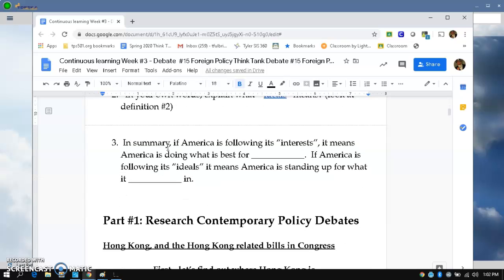And then ideals, think about your ideal spouse or your ideal house. You summarize that by filling this out. In summary, if America is following its interests, it means America is doing what's best for blank. Then if America is following its ideals, it means America is standing up for what it blank. Fill that out.